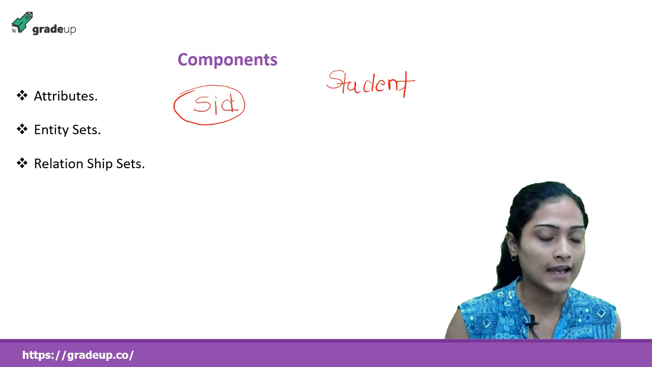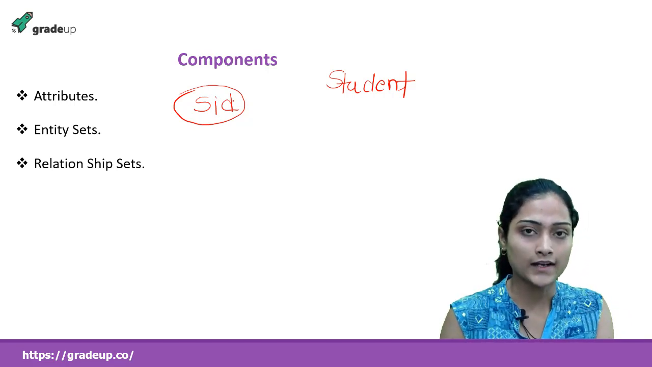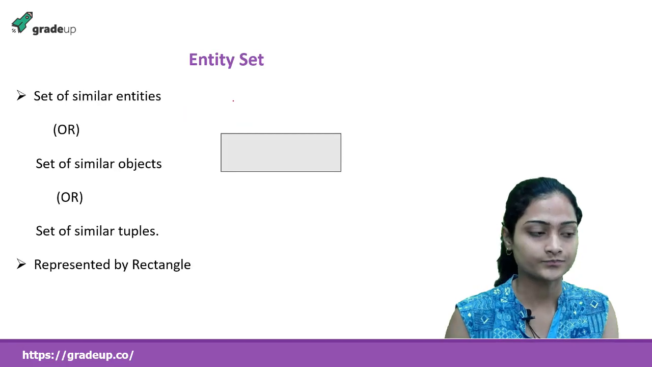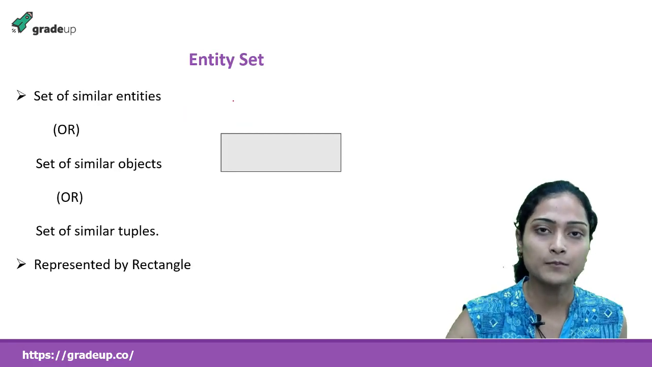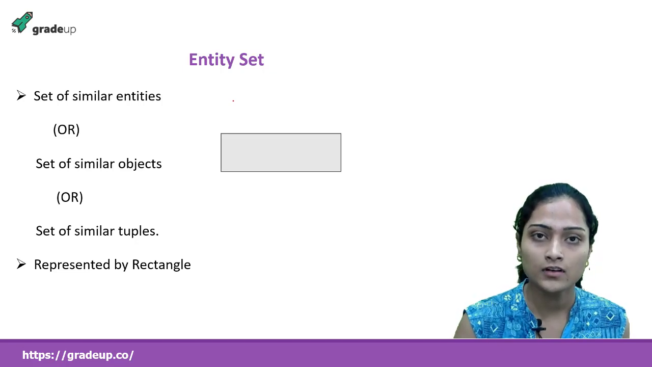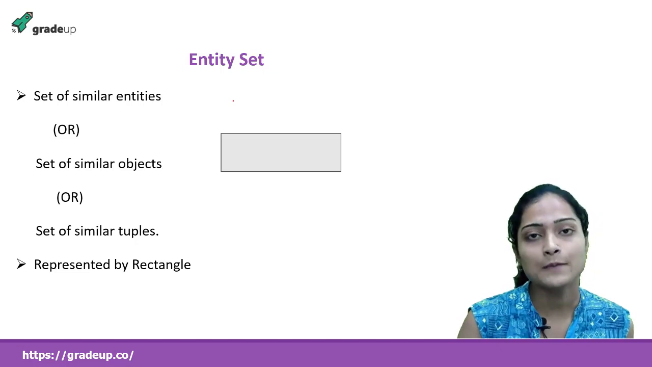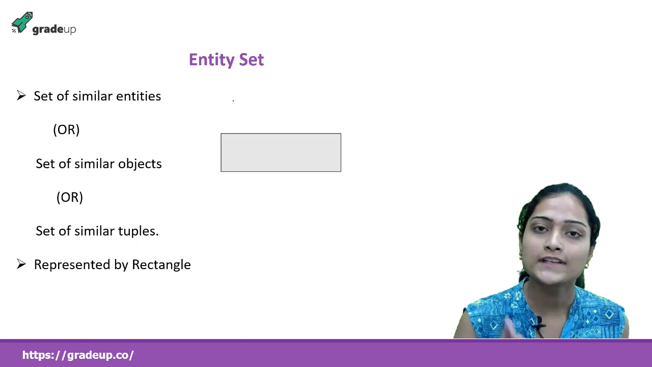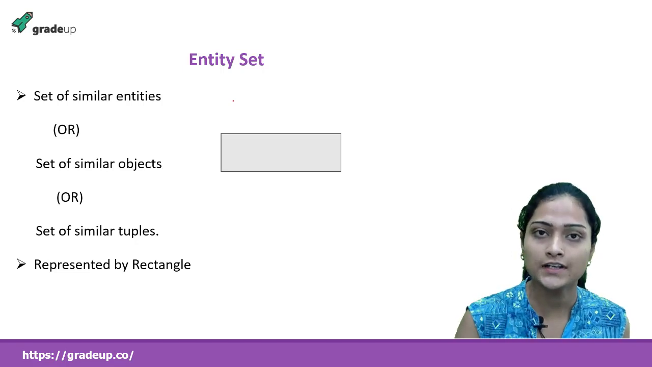Second thing is entity sets. Let us discuss entity sets. We have studied about relations. What does a relation actually stand for? A table. The same thing is an entity set. You can say table, relation, entity set, all are the same things.